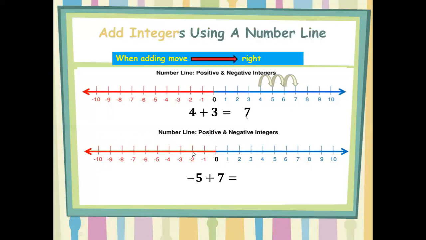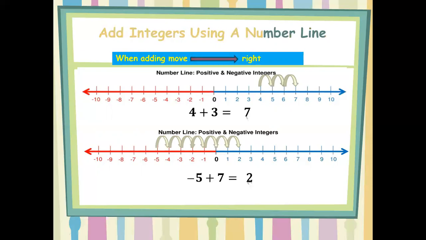So you need to move 7 places to the right. And let's move 7 places and see which number we are going to get. So starting from -5, we have 1, 2, 3, 4, 5, 6, and 7. So where did we land? We are on positive 2. Now this is not negative because it's to the right on the number line. So it is a positive 2.